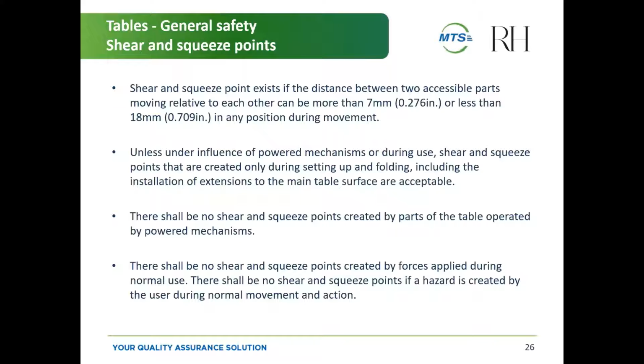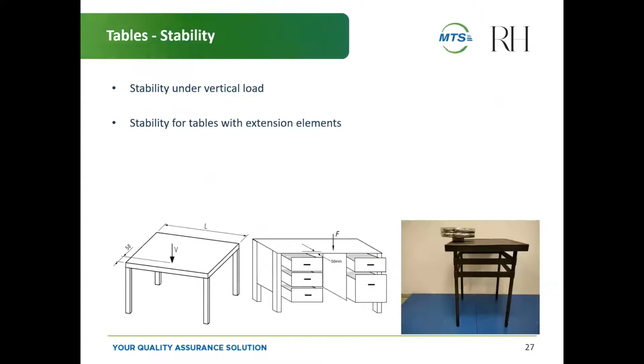Continued general safety, squeeze and shear points. Any of the squeeze and shear points, if there's a distance between 7 millimeters and 18 millimeters, will be considered a shear and squeeze point. It should not be under the influence of powered mechanisms or during use. These should not be created and become an issue. There should be no shear and squeeze points created by parts of the table operated by the power mechanisms. And there should be no shear or squeeze points created during normal use.